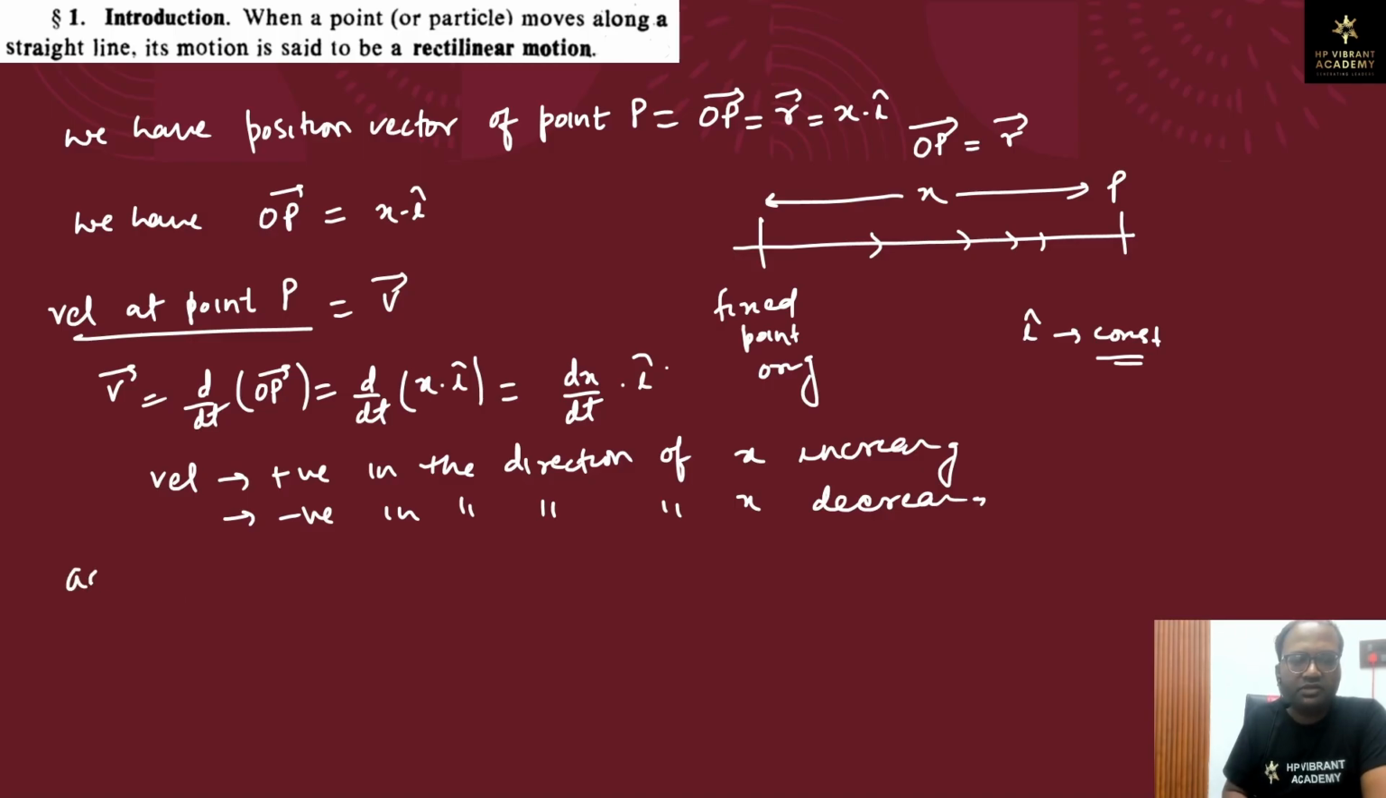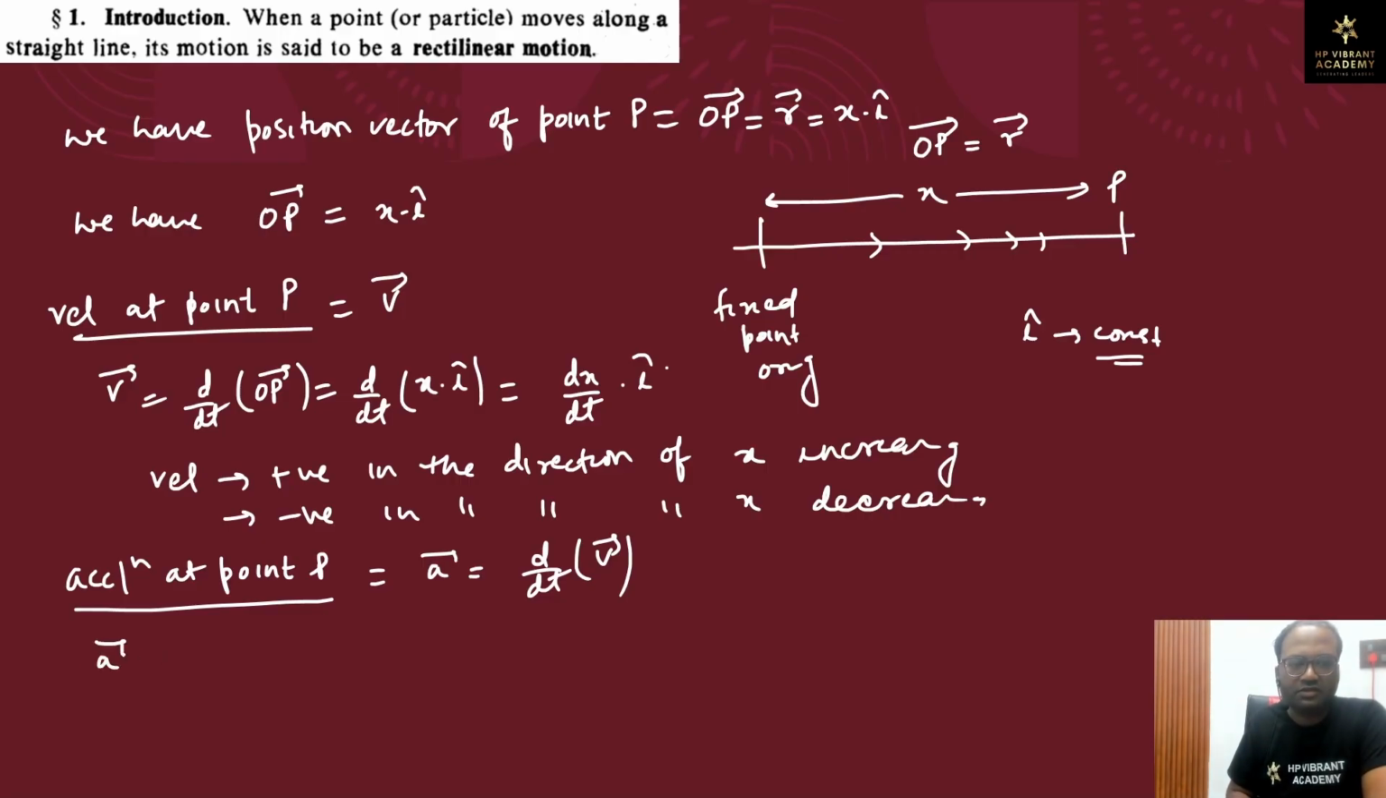How can we find the acceleration? Acceleration at point P is equal to d upon dt of v vector, so we have dv upon dt. So acceleration is equal to d upon dt of dx upon dt into i cap. So we have d2x upon dt square into i cap. So we have acceleration as d2x upon dt square.